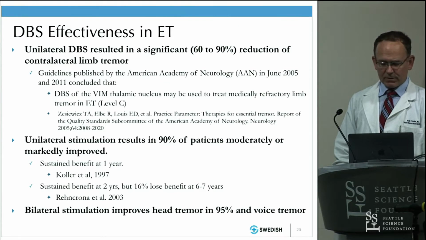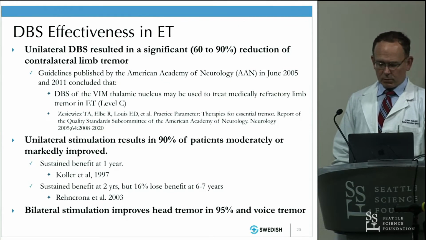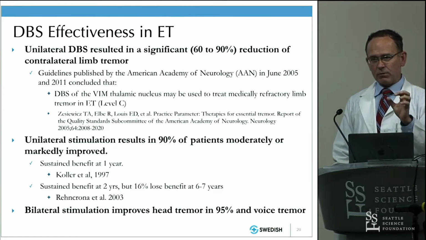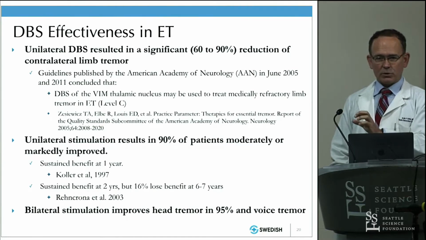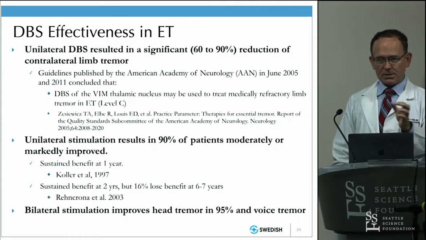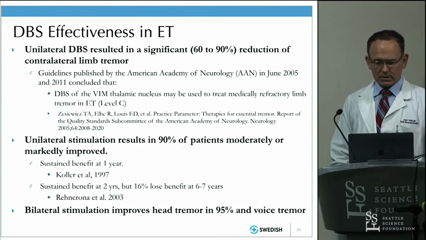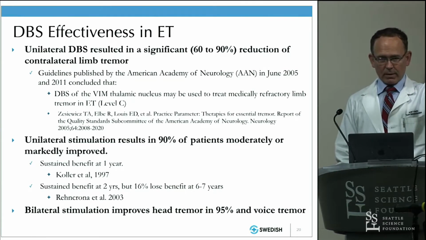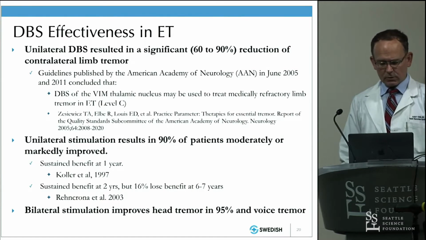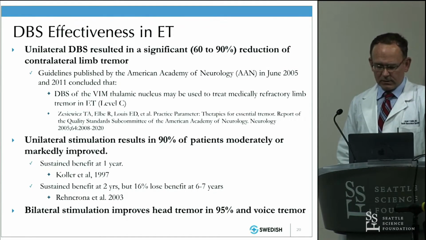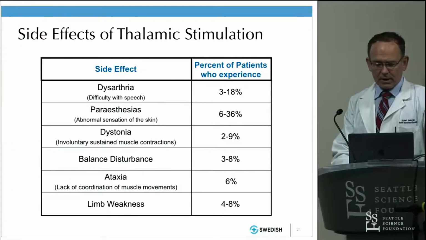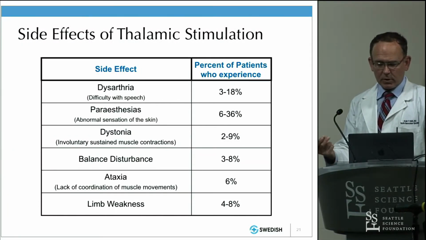There's another study, 1997 and 2003, showing that there's good both short-term and long-term efficacy, although there is loss of efficacy over time. It's not clear whether it's habituation to the stimulation or whether it's disease modification and worsening that's accounting for that. Clearly, though, the settings tend to need to go up over time, so more amplitude of stimulation to get the same tremor control. There's also good evidence for head tremor control with bilateral DBS, not with unilateral DBS. And again, the most common side effects are dysarthria, paresthesias, dystonia, balance problems, ataxia, and weakness.